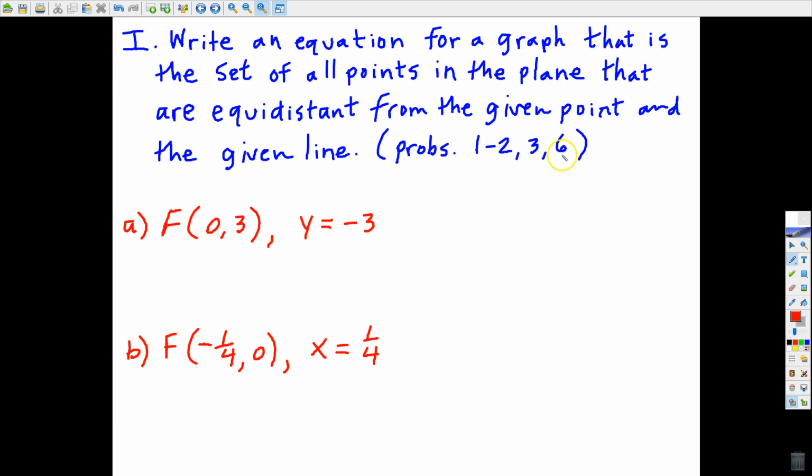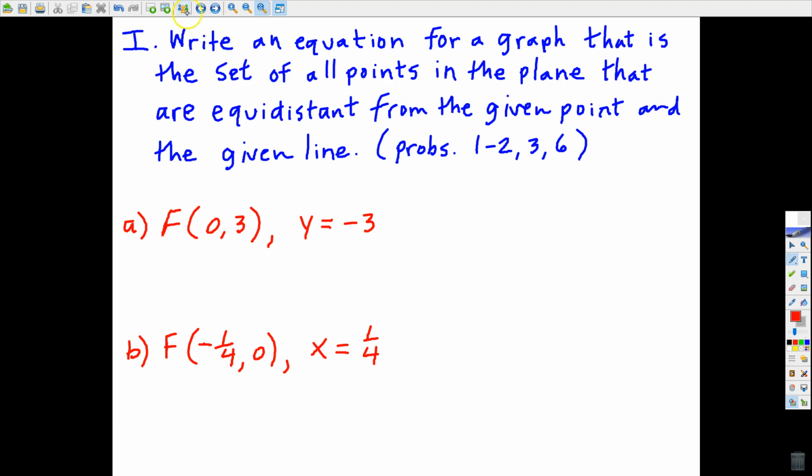There are 4 problems on your assignment that look a lot like these 2 examples. Okay, this is really wordy. I'm going to read this just like it comes from the sheet that I gave you. Write an equation for a graph that is the set of all points in the plane that are equidistant from the given point and the given line. What did I just read? That is the definition of a parabola.